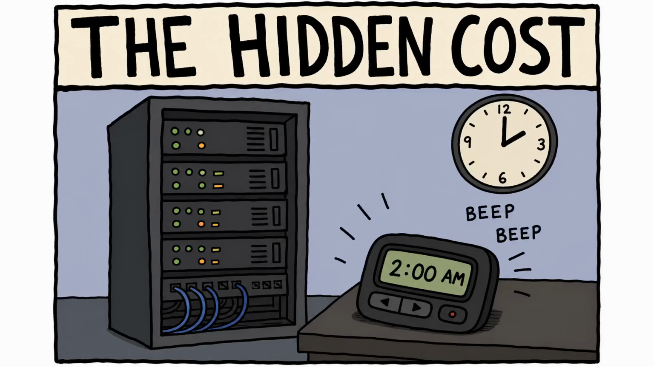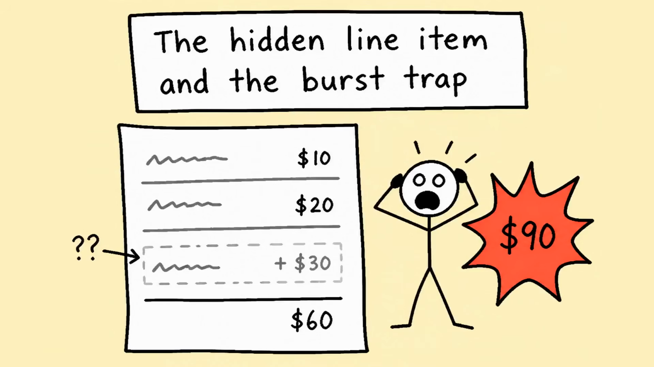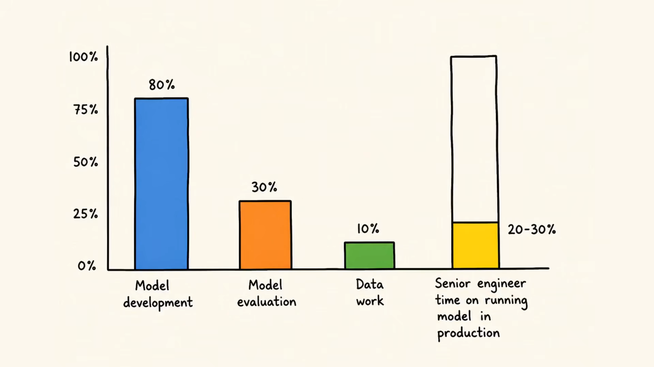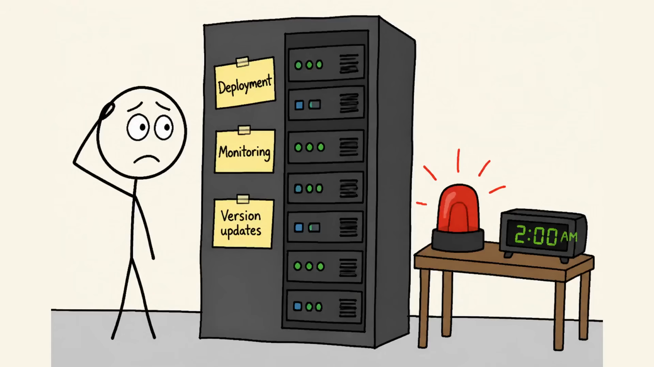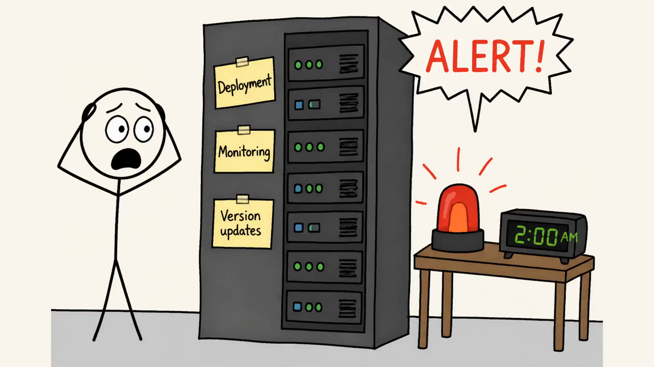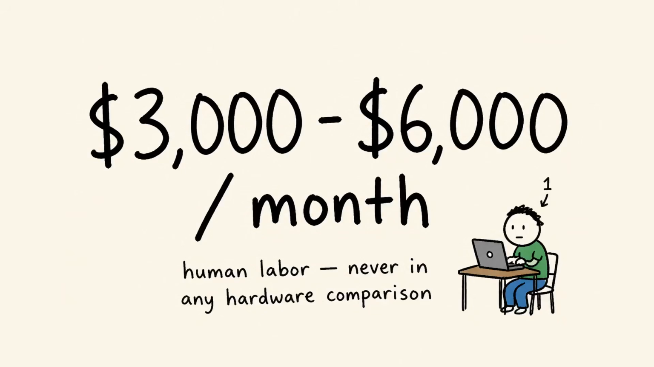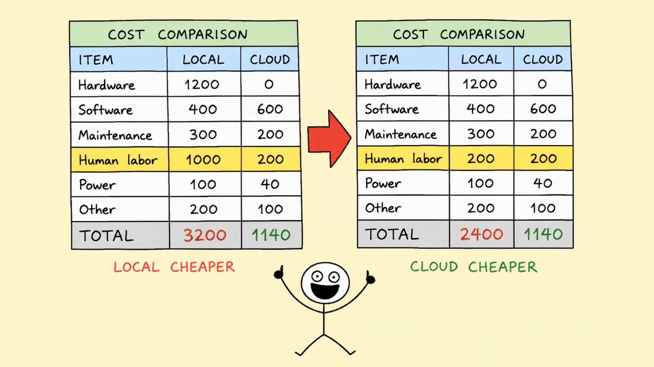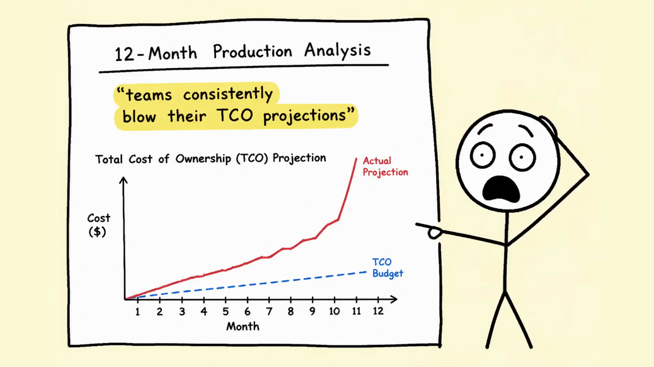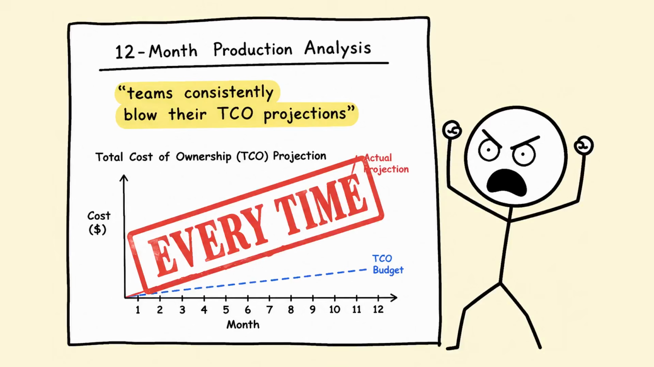So here's the number that wrecks most self-hosting plans. Running a model in production, properly, takes 20 to 30% of a senior engineer's time. Deployment, monitoring, version updates, being on call when the thing falls over at 2 a.m. Put a salary against that and you're looking at $3,000 to $6,000 a month in human labor that no hardware comparison ever includes. And that's the line item that flips the math right back. A 12-month production analysis found that teams consistently blow their TCO projections, and this was the reason, every time.